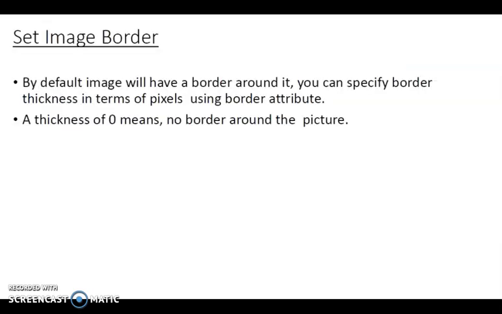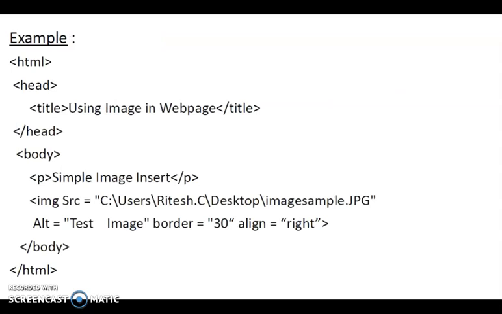Now you can see how to set the image border. You can set the border of an image in the form of thickness. The thickness is in terms of pixels, so the value given for the border is nothing but a pixel value. A thickness of 0 means there is no border around the picture. Now you can see an example of this.